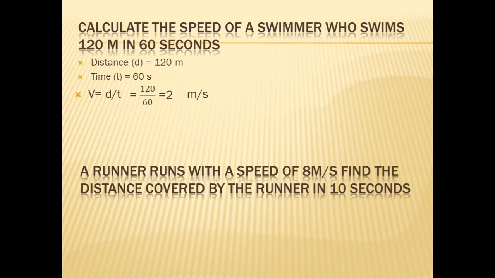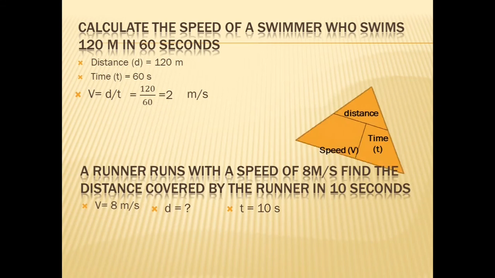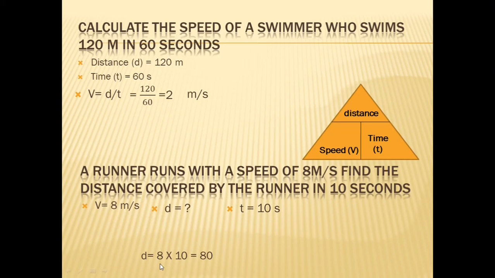So the given are speed equals 8 meters per second. Distance is unknown. Time equals 10 seconds. What is the rule? You can use this triangle. Speed equals distance over time. So distance equals speed times time. Okay? Speed equals 8 times time equals 10. So the distance equals 80. 80 what? This is distance. And the speed is in meters per second and the time in seconds. So the distance will be in meters. Okay?